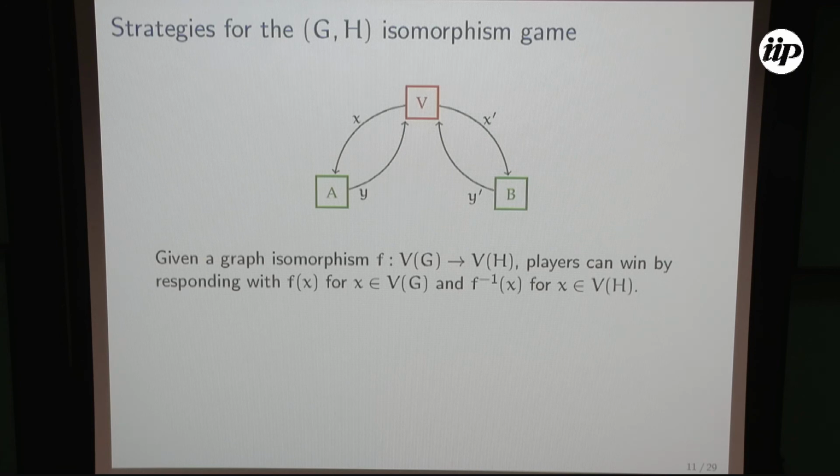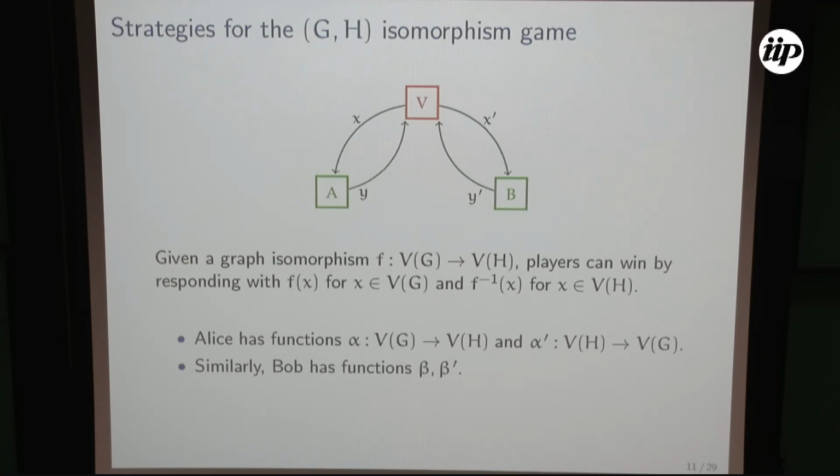Of course, not every strategy takes this specific form. However, without loss of generality, we can restrict to deterministic strategies, where Alice's answer and Bob's answer only depend on the x or x prime that they get. In that case, a strategy is simply a pair of functions: one that takes vertices of G to those of H, and one for vertices of H to vertices of G. So you have two functions for Alice and two functions for Bob.